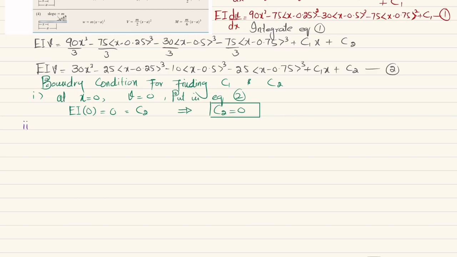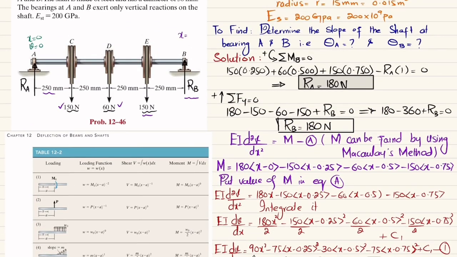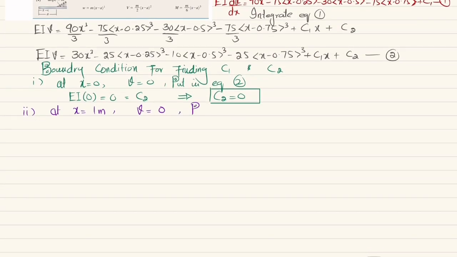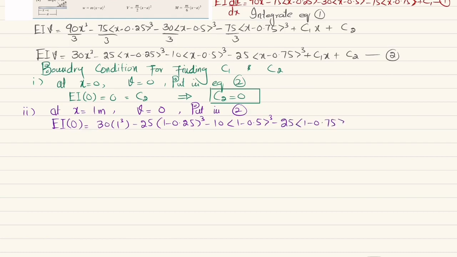Now we will use another boundary condition. At x equal to 1 meter, we have deflection equal to 0. Here x is 1000 millimeter or 1 meter, and deflection is 0 because at point B we have a bearing support. So put in equation 2, which is about deflection. EI into 0 is equal to 30 into 1 cube minus 25 into 1 minus 0.25 whole cube minus 10 into 1 minus 0.5 whole cube minus 25 into 1 minus 0.75 whole cube plus C1 into 1, and C2 is equal to 0. So you will get 0 equal to 30 minus 10.55 minus 1.25 minus 0.39 plus C1. If you calculate it, you will get C1 equal to minus 17.8125.